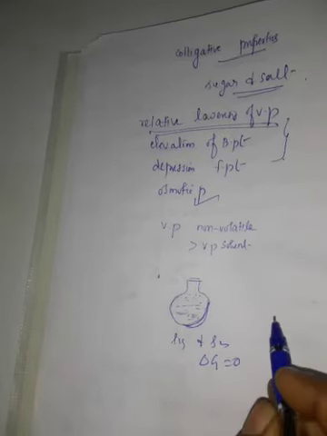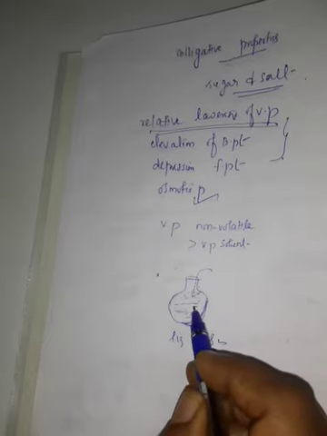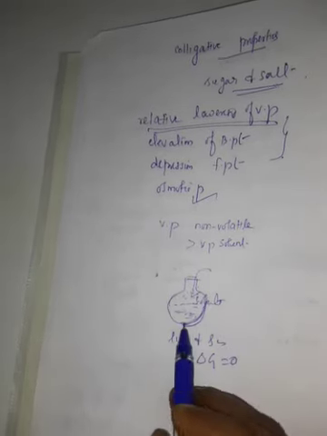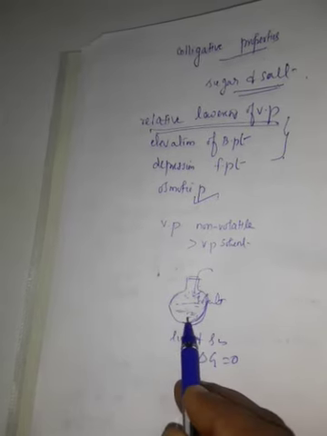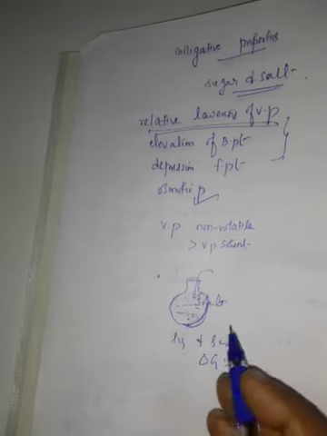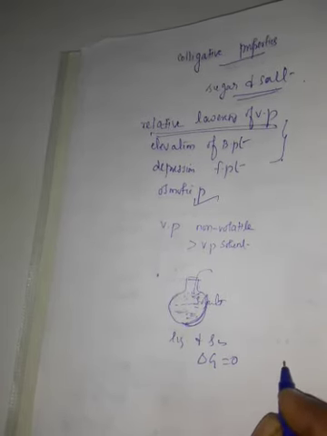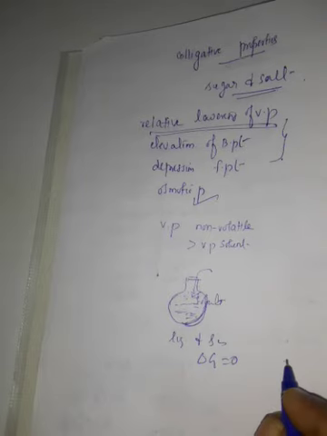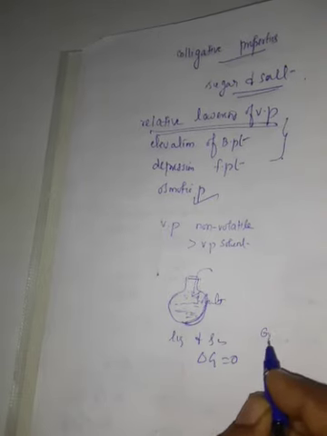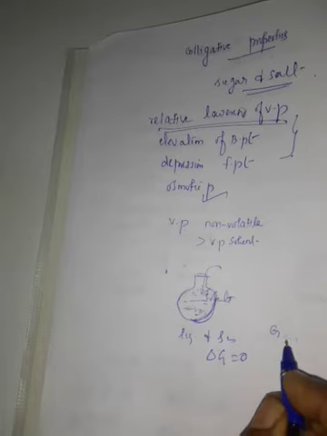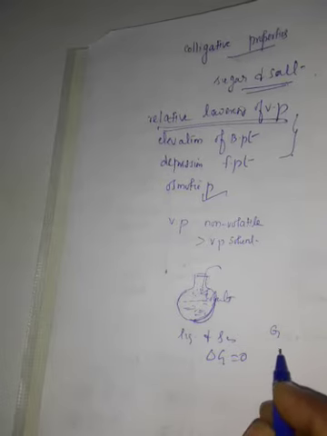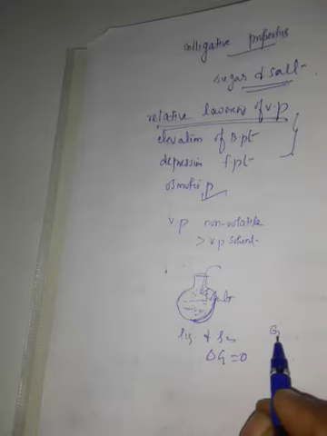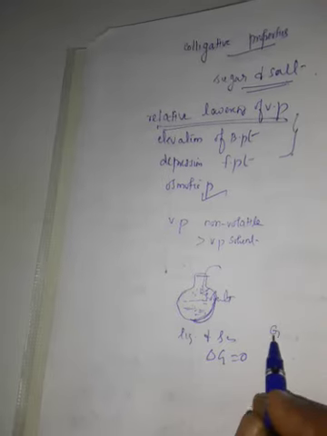Initially there is only solvent. Now, when a solute is added to the solvent, what happens? The solute dissolves in the solvent and its free energy decreases. That is, free energy decreases due to increase in entropy. Entropy means disorderly movement. So, in order to maintain the equilibrium, the free energy of the vapor phase must also decrease.